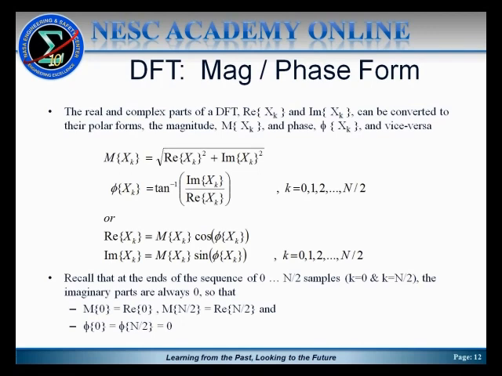And again, recall that at the ends of the sequences, that is k equals 0 and k equals n over 2, the imaginary parts are always identically 0. So the phase angle is always 0 at k equals 0 and k equals n over 2. And since the imaginary part and the phase are both 0 at the endpoints, the magnitude at 0 is nothing more than the real part at 0. The magnitude at n over 2 is again nothing more than the real part at n over 2.